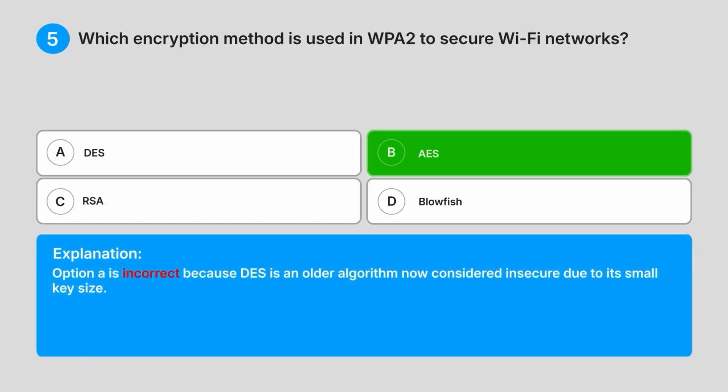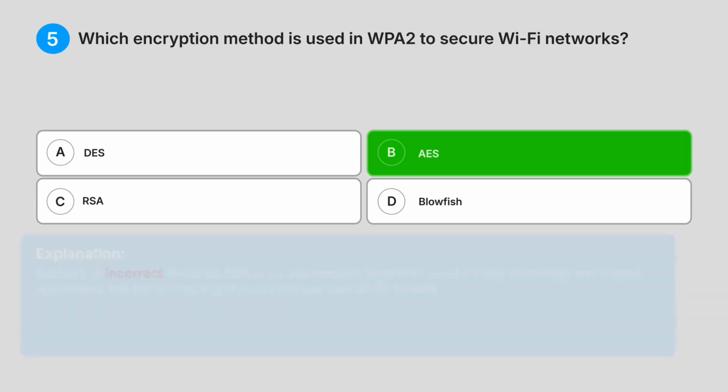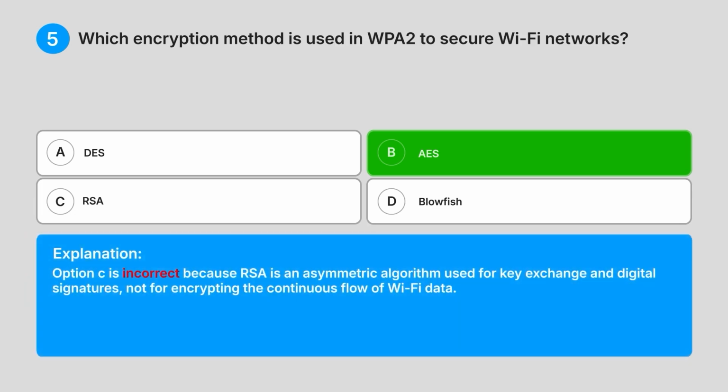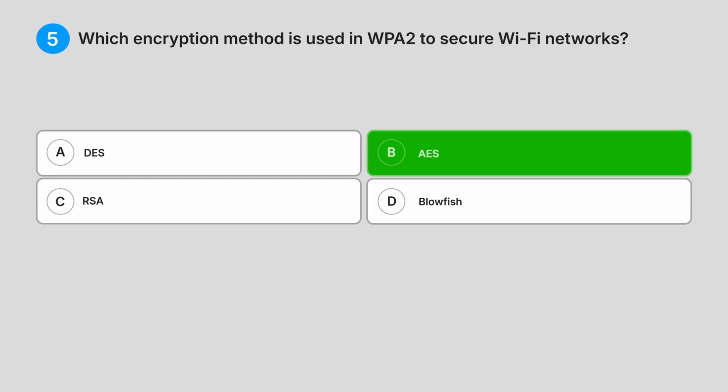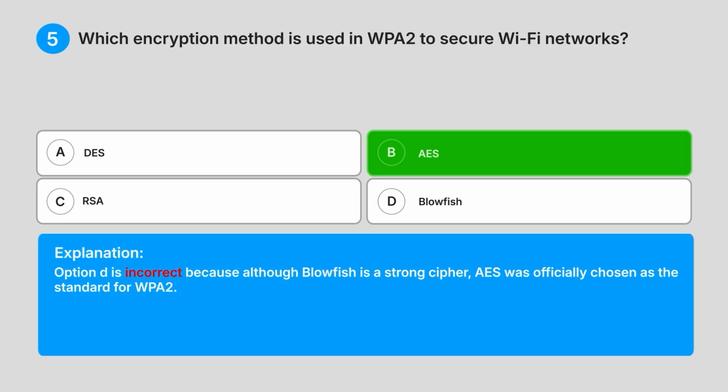Option A is incorrect because DES is an older algorithm now considered insecure due to its small key size. Option C is incorrect because RSA is an asymmetric algorithm used for key exchange and digital signatures, not for encrypting the continuous flow of Wi-Fi data. Option D is incorrect because although Blowfish is a strong cipher, AES was officially chosen as the standard for WPA2.